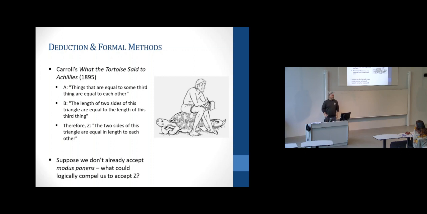And the tortoise says, cool. I totally accept premises A and B here. I accept the premises. Why does that mean that I have to accept the conclusion? It's deductive, right? Why is it deductive? What justifies or guarantees or enforces the rule that says I have to accept the conclusion given that I accept the premises? What we're asking here is what guarantees that this is going to be valid?